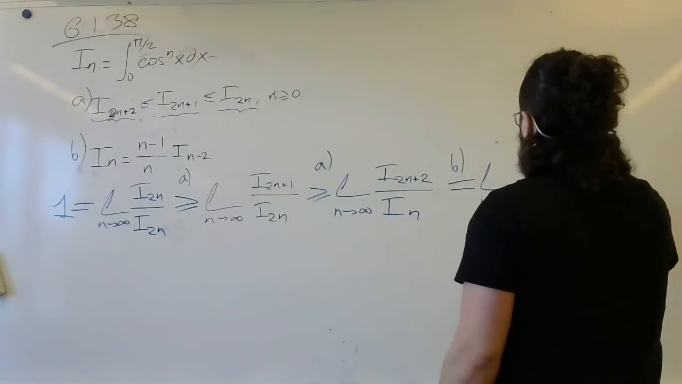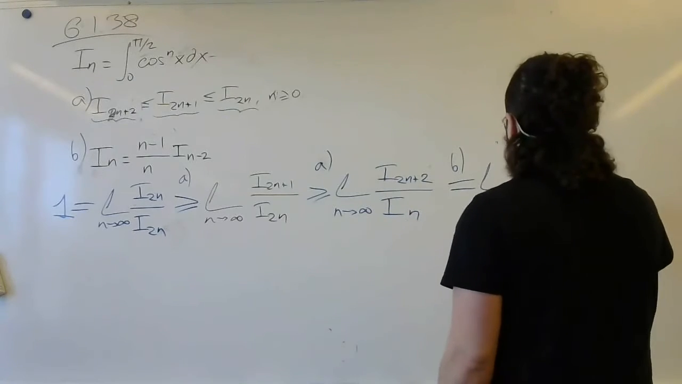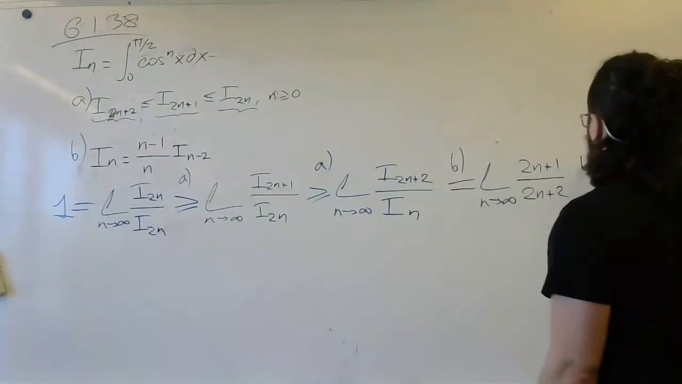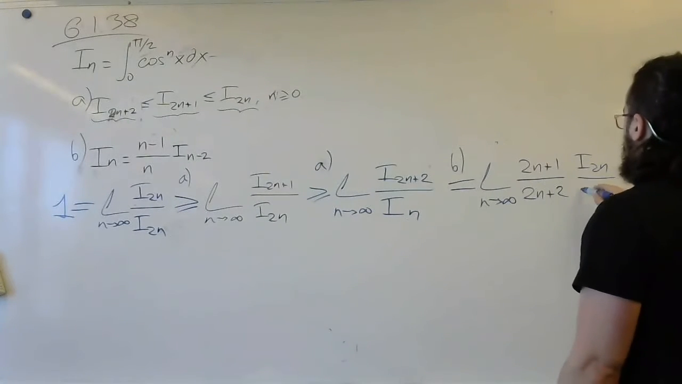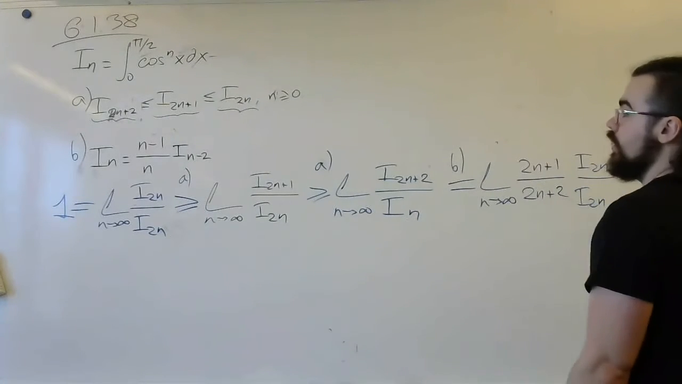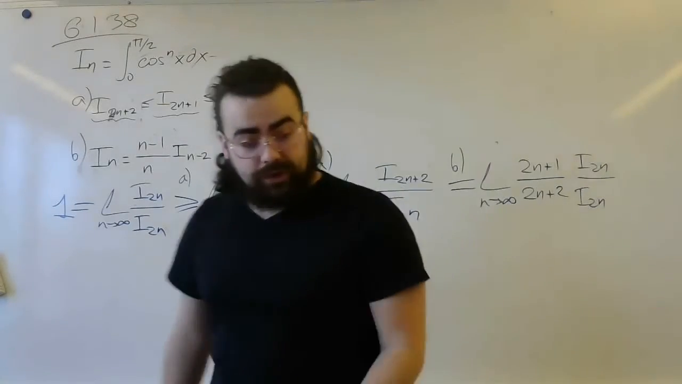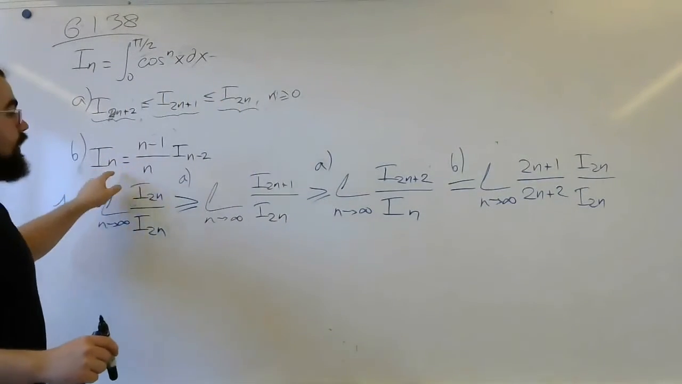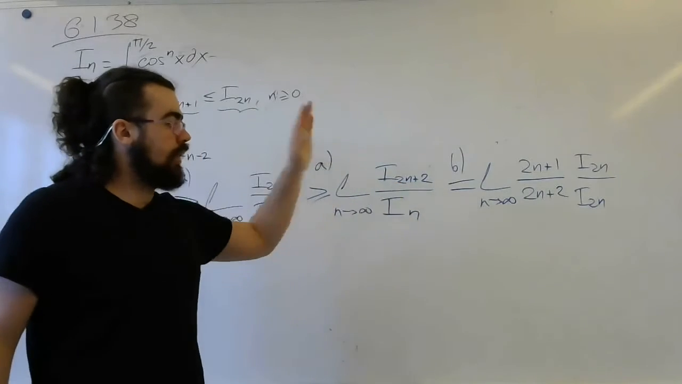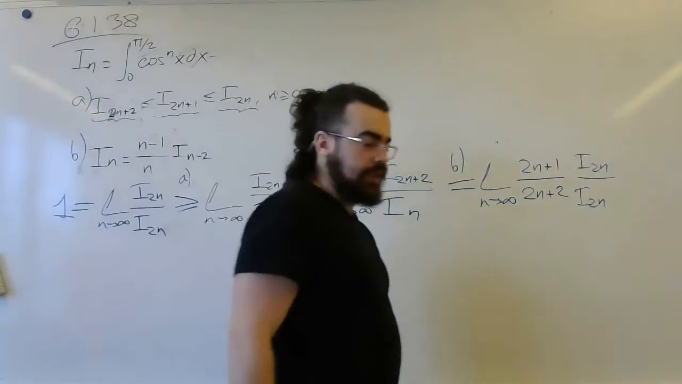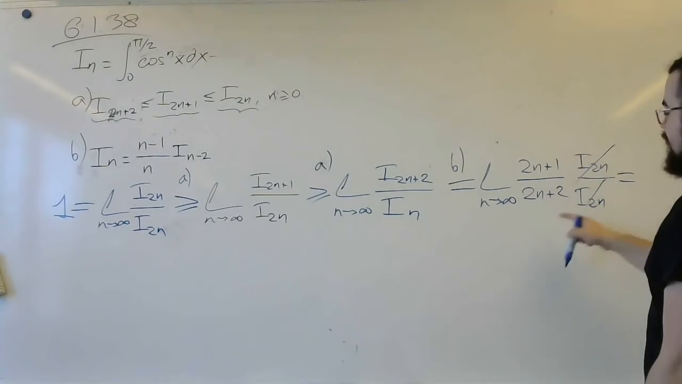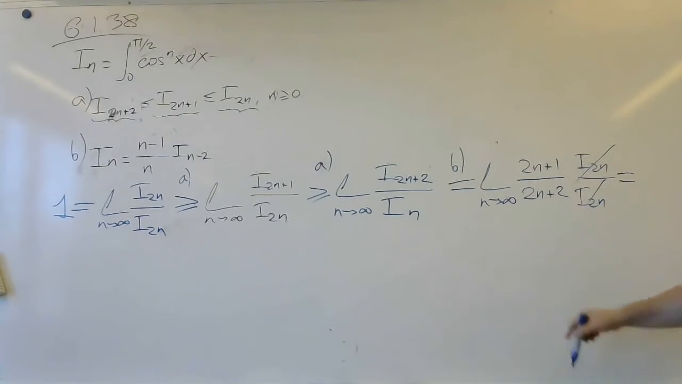2n plus 1 over 2n plus 2 times I sub n over I sub n. Okay? We apply this when n is 2n plus 2. And we get that limit. Now, I sub n cancels. And this limit at infinity, how much is it worth?